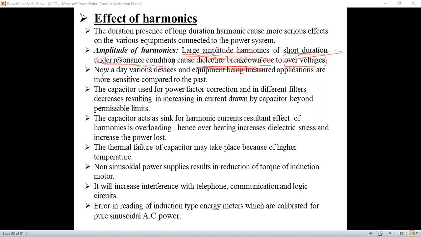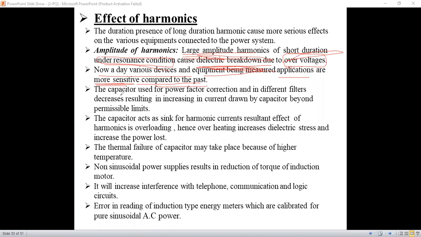So, next point: nowadays various devices and equipment are more sensitive in their applications. The sensitivity of the product will be greater compared to earlier ones. So the sensitivity of the device will be affected by the harmonics. If harmonics are present, the sensitivity will be affected.